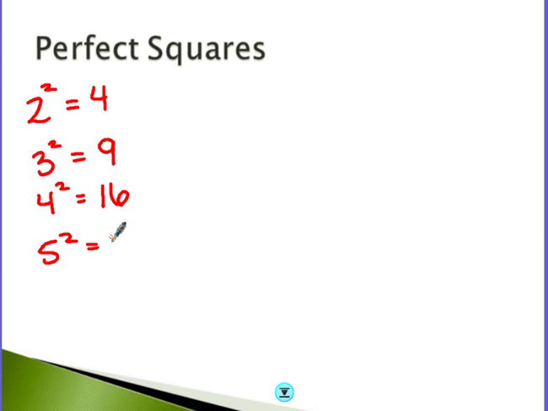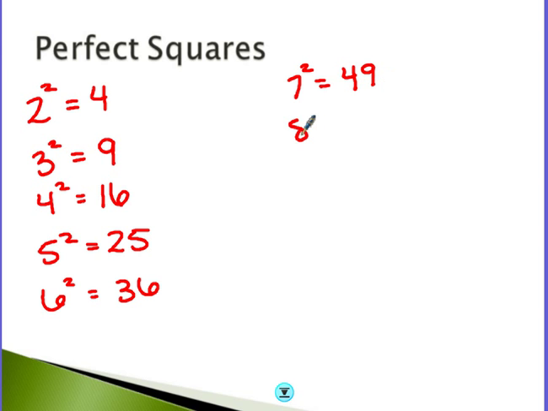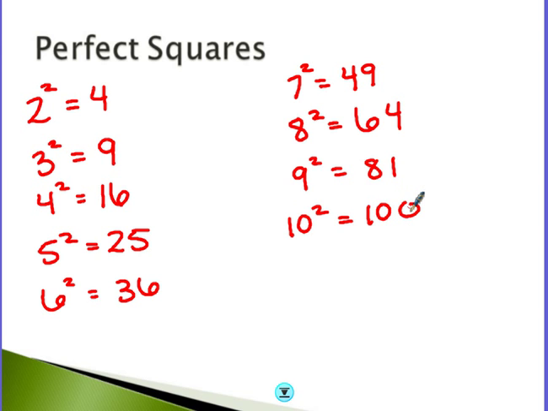5 squared is 25. 6 squared is 36. Yet again, I'm sure 100% you're aware of this, but I need you to write them down. 7 squared is 49. 8 squared is 64. 9 squared, 9 times 9 is 81. 10 squared is 100. 11 squared, 11 times 11 is 121. 12 squared is 144. And we could keep going. 13 squared is like 169, or 14. You could keep going for a long time, but these are the main ones you should know, your perfect squares.